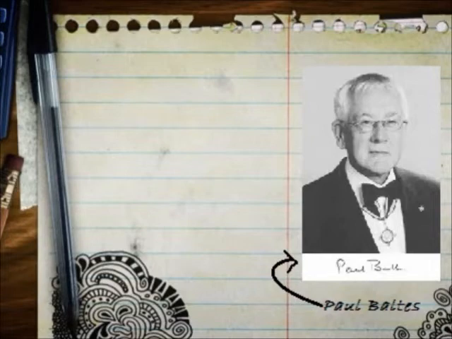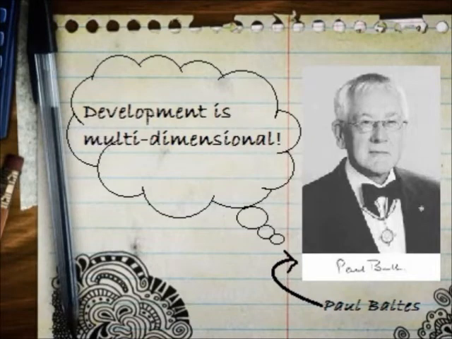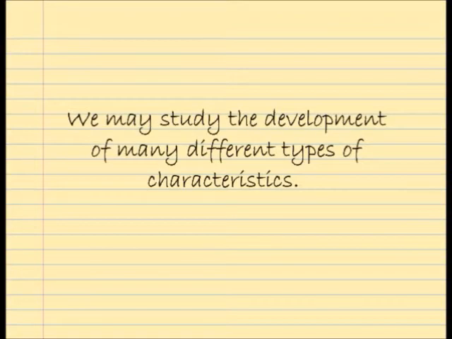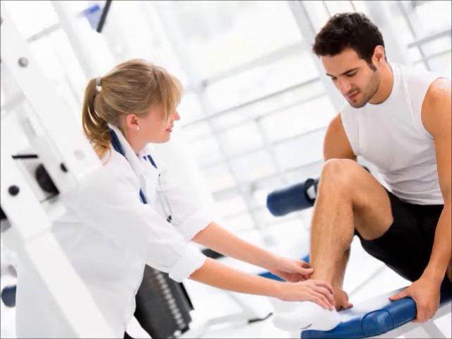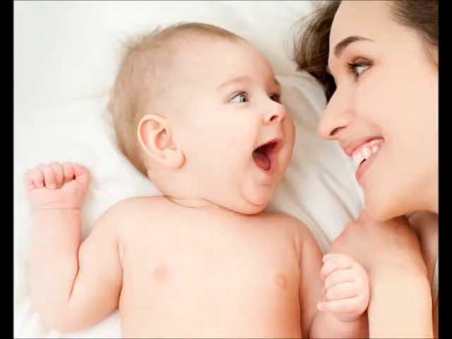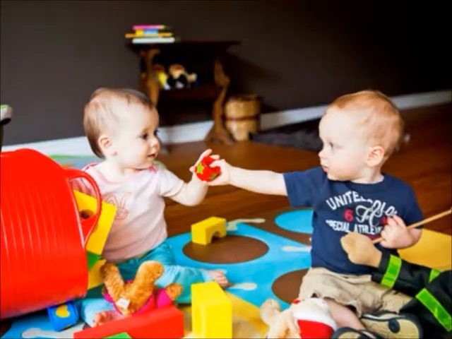Paul Baltes, a German psychologist, observed that development is multidimensional. Thus, we may study the development of many different types of characteristics. There are four general areas of human development: physical, cognitive, emotional, and social.